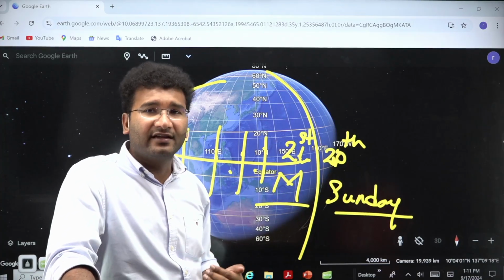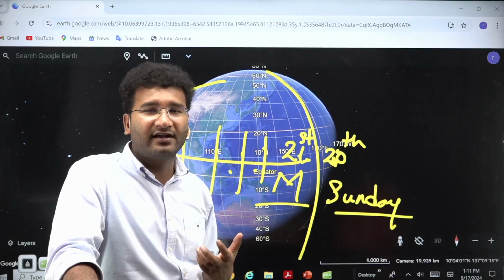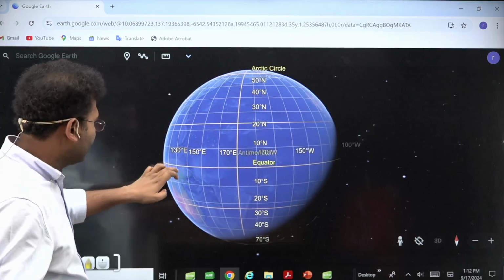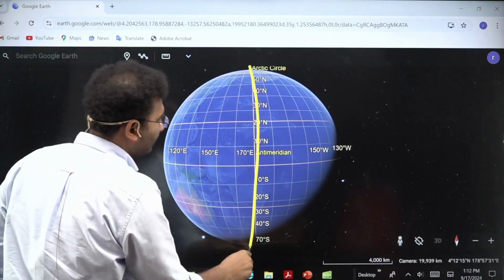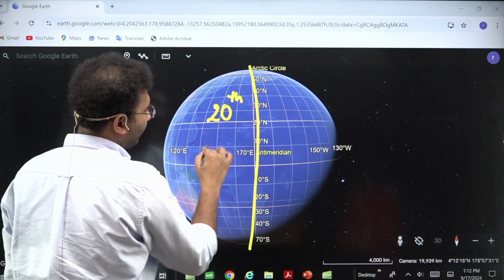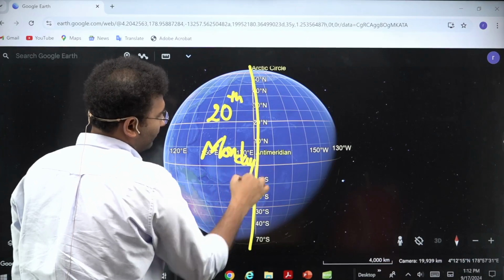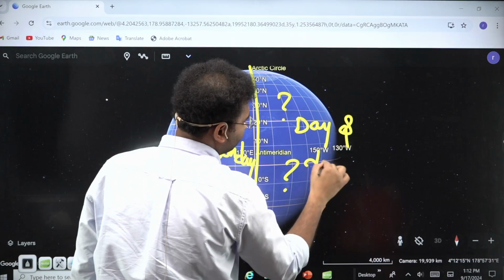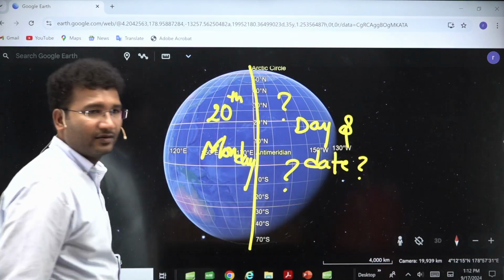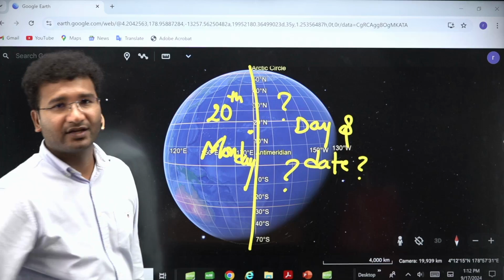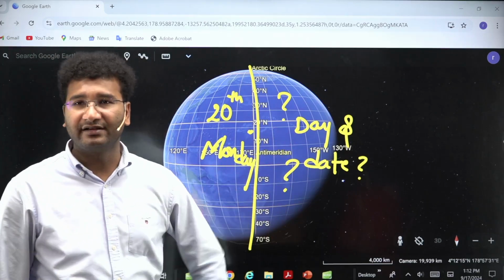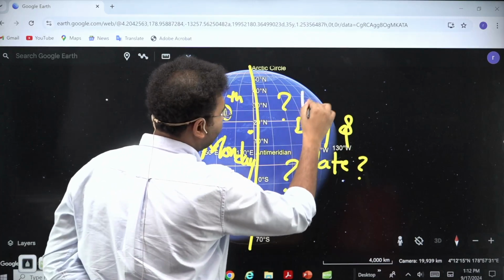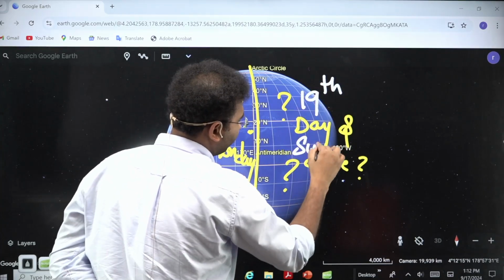So this is the reason why we have taken longitudes and latitudes. Okay. First, suppose you see here, if this is 20th and Monday, what will be the day and date here? You tell me. The day just started here. So what will be the day and date here? Here the day and date would be 19th, and this is Sunday.